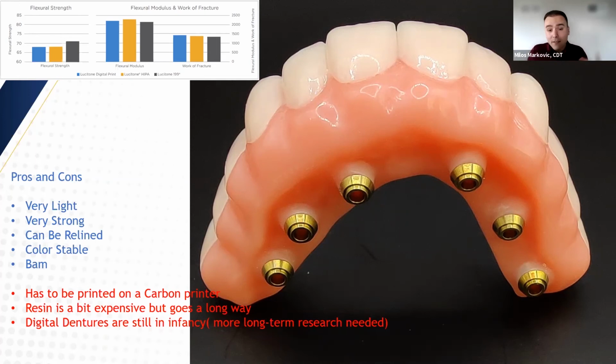It's a good material. The downside is it has to be printed on a Carbon printer for now. So not every lab can afford it, but for example, you can outsource with Aurora and we'll print it for you. We have a bunch of Carbons here. And the resin is a bit expensive, but it does go a long way. Personally, digital dentures are still in infancy, and we still need more long-term research to see how they behave long-term. But I think we're on a really good track when it comes to digital dentures.